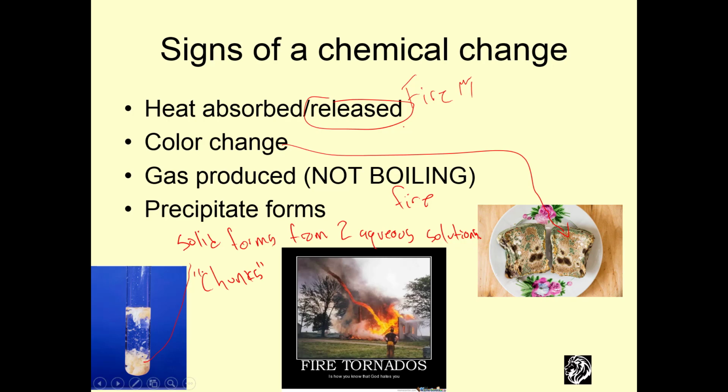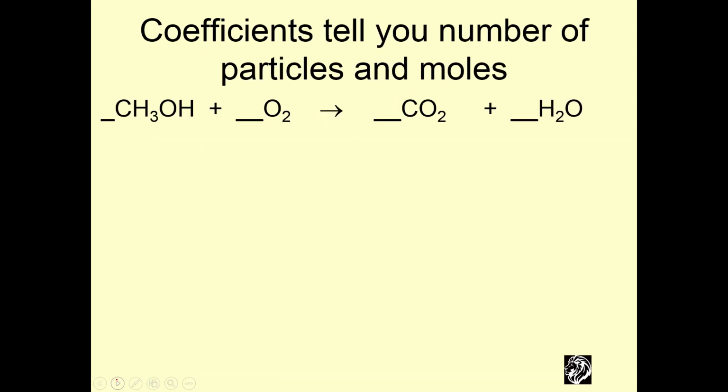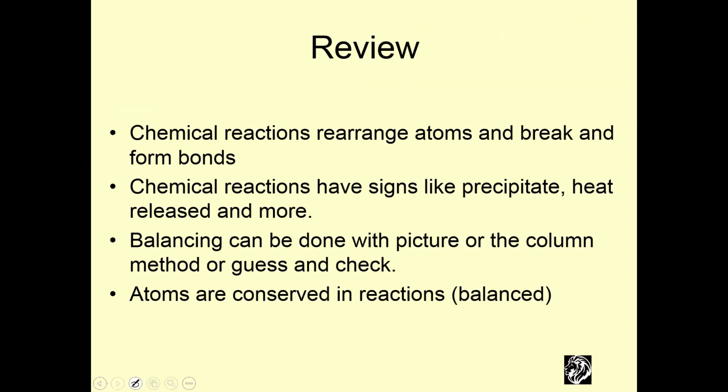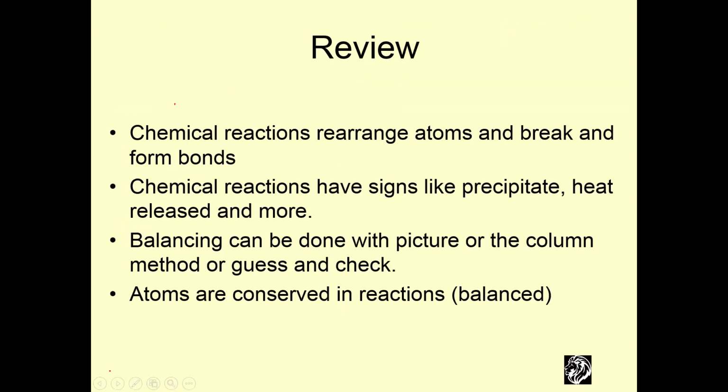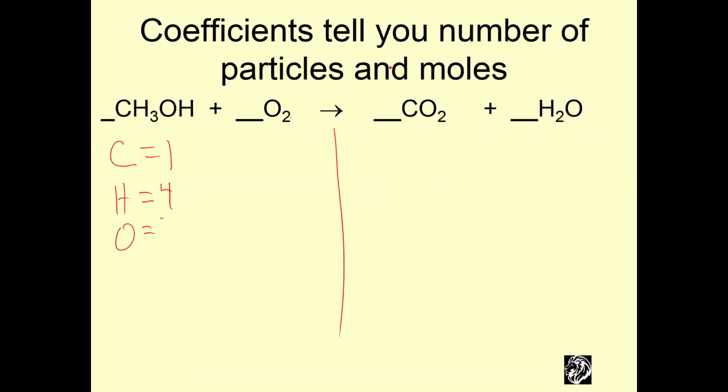Okay. Coefficients tell you the number of particles and moles. So I'm going to do the same thing. Now on this one, I'm going to balance this a little bit differently. Instead of drawing all the pictures, I'm just going to count the particles. So I'm going to start with C. And on the left-hand side, I have 1 carbon. I'm going to look at the H's. The H's I have on the left-hand side is 4. And the O's I have on the left-hand side is 1 plus 2 is 3.